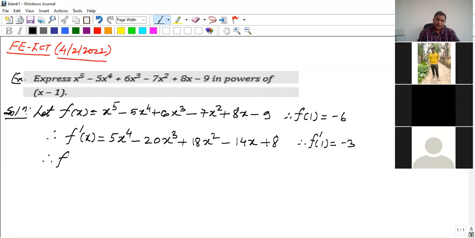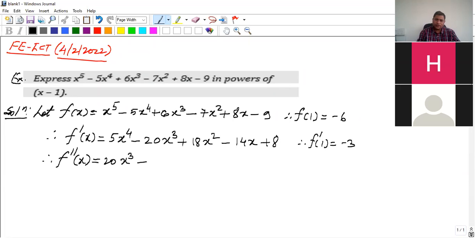Okay, so let us find again the derivative of the previous function. So what will we have here? This will be 20x cube minus 60x square plus 36x and minus 14. The derivative of the constant term goes to 0, as the derivative of minus 9 was 0. Now what do we have next?